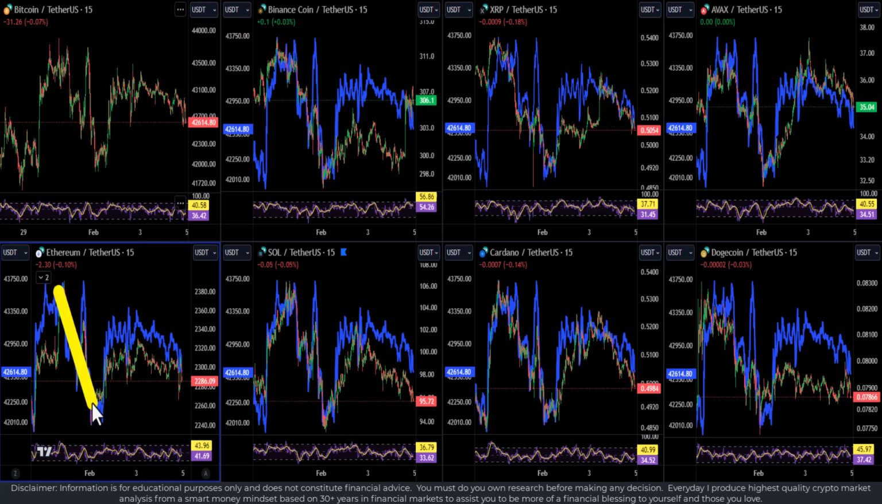What is Ethereum doing? It's coming down like that. What about Solana? It's coming down like that. What about Binance Coin? Oh, interesting. What about XRP? Yep. What about ADA? Oh, okay. What about AVAX? Oh, it's coming down as well. What about Doge? It's coming down as well.